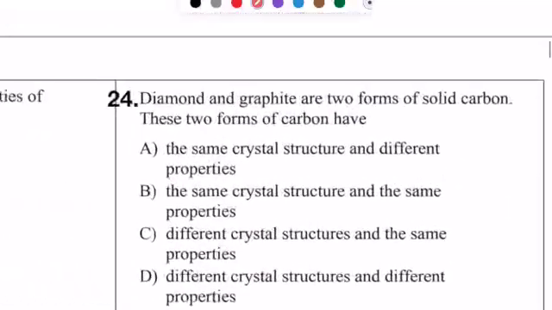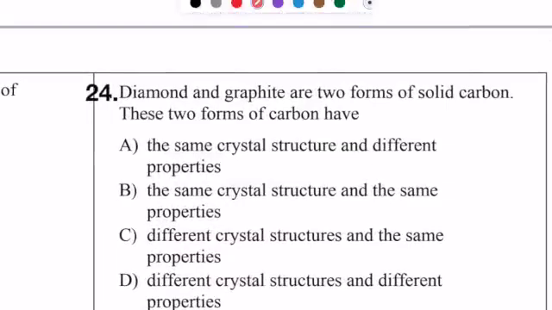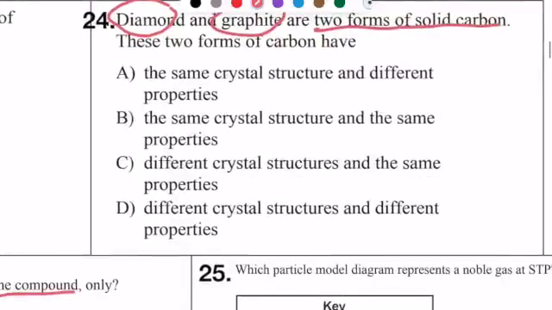Then for number 3, once again, we have diamond and graphite, two different things, although they are two different forms of solid carbon, but still, if they are named differently, that means they are different things. So they are going to have different properties and different structures.